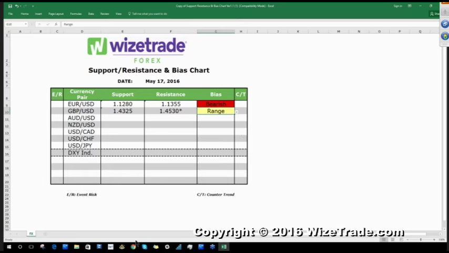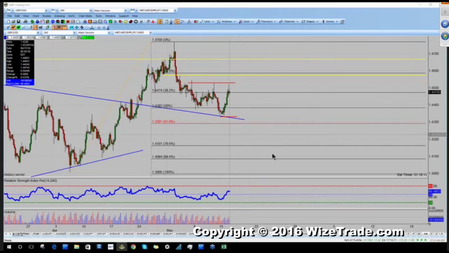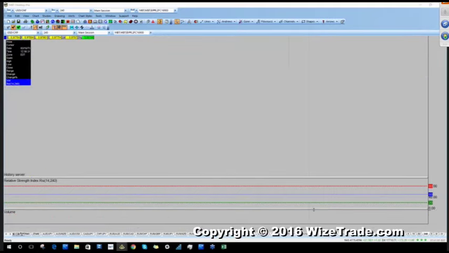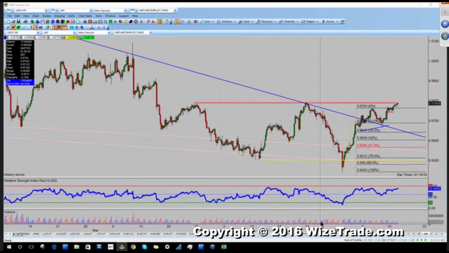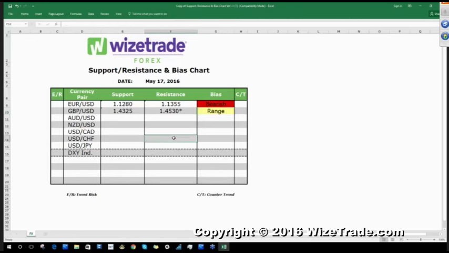All right, let's go over to the Swissy. So here's the Swissy. Swissy looks really strong. A break above 98 cents would be extremely bullish for the Swissy now. I mean, look at the way we're just holding up near these highs. And I know it's real close, but man, this is going to be big, you know.